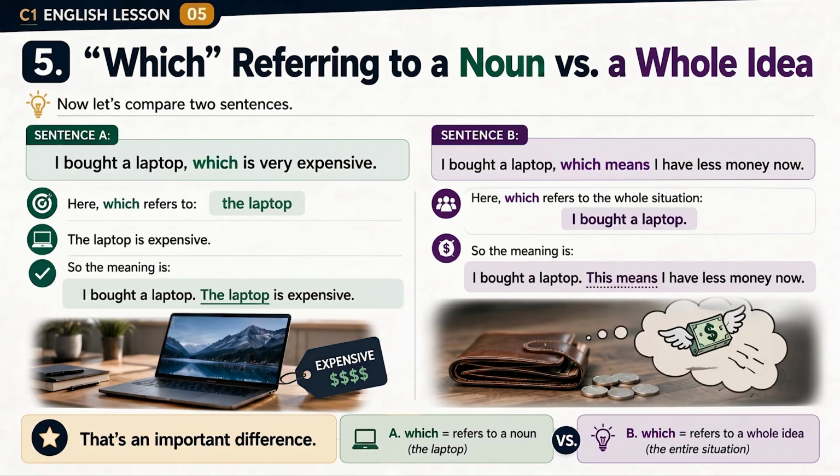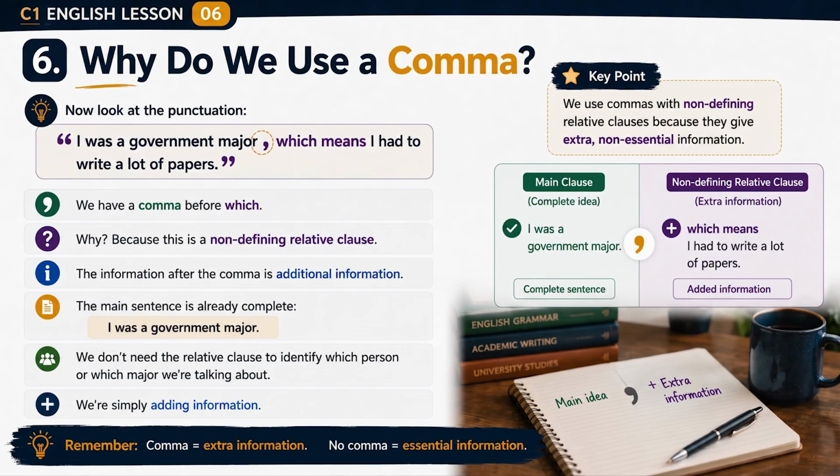Why do we use a comma here? Now look at the punctuation. I was a government major, which means I had to write a lot of papers. We have a comma before which, but why? Because this is a non-defining relative clause. Keep this in mind: non-defining relative clause. The information after the comma is additional information. You can omit the relative clause and your sentence is complete as well. Your main clause is still complete. The main sentence is already complete.